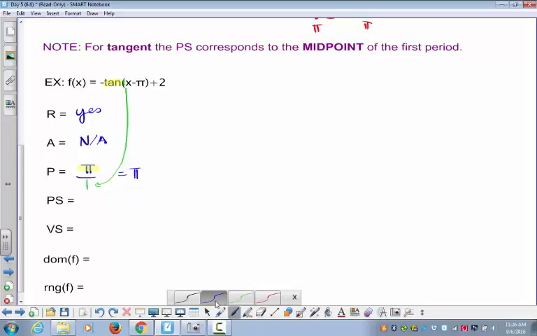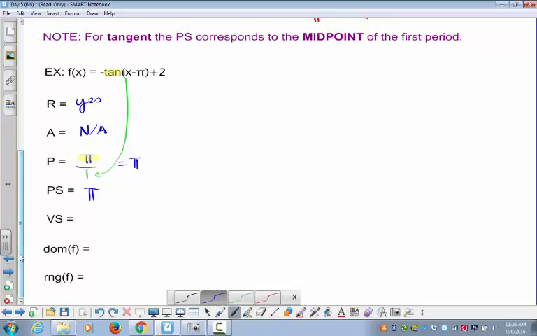Phase shift? Pi. So positive pi, because we're going to shift to the right. We're going to do the opposite of what we see. We see minus pi, so the shift is to the right pi. How about a vertical shift? 2.